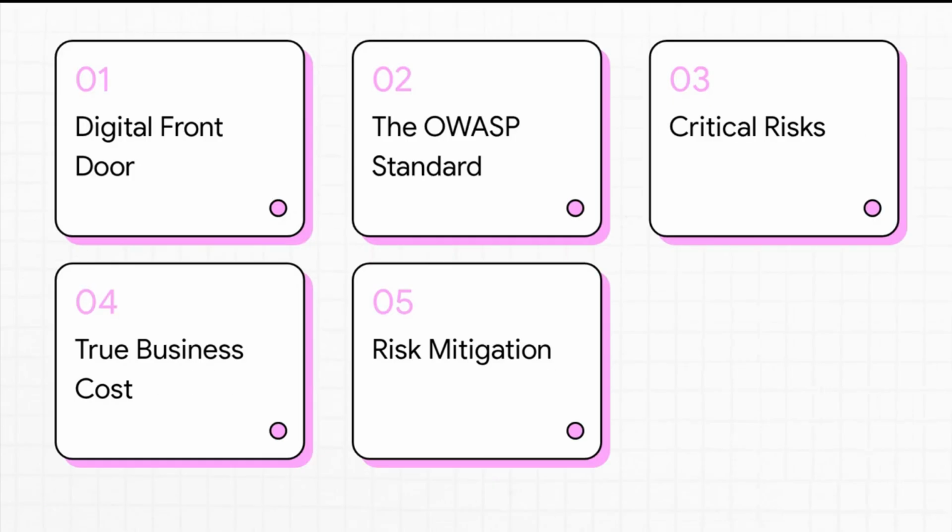Okay, here is our roadmap for today. We'll quickly hit 5 key areas. First, the digital front door. Second, understanding the OWASP standard. Third, deconstructing critical risks. Fourth, the true business cost. And finally, targeted risk mitigation.